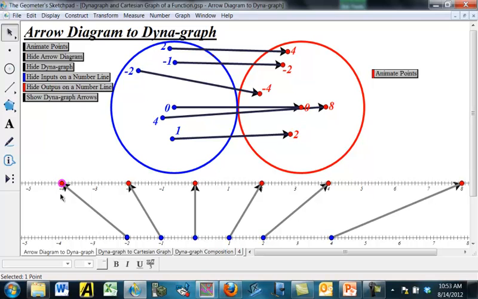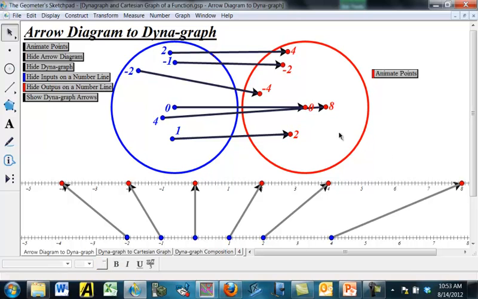Okay? But since these are real numbers inside these sets, inside the domain and range, I can place them on number lines, both the ones in the domain, the blue points down here, and the ones in the range, the red points here. Now this is what we call a dinograph.